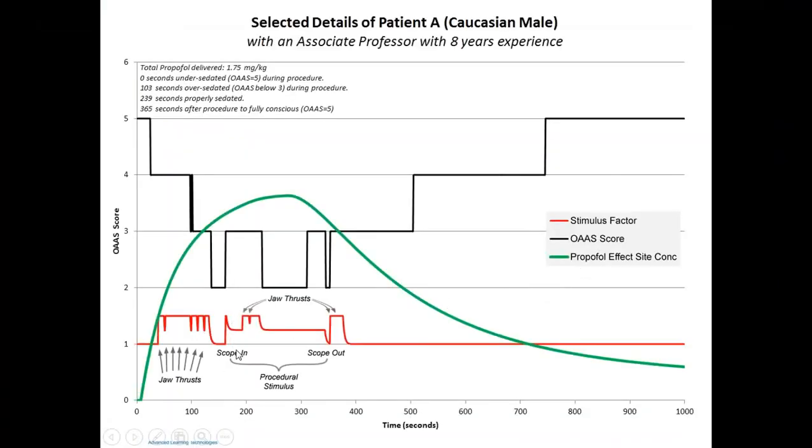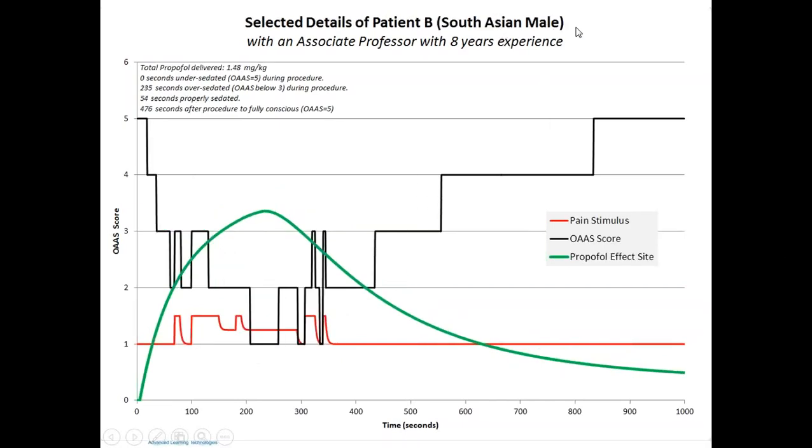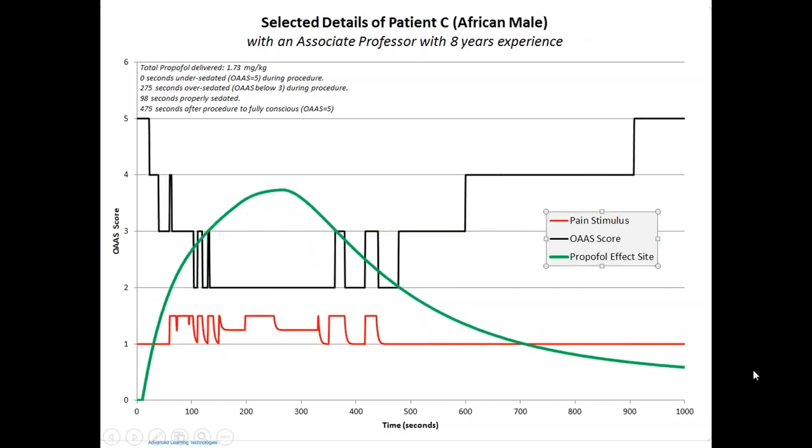And when the study was running, because we were monitoring it and running the mathematical models, the pharmacokinetic and pharmacodynamic models, we could track what was going on with each case, how many times jaw thrusts were given, and what the OAAS score was. So this one was for a Caucasian, this one is for a South Asian male, and this one is for an African male.